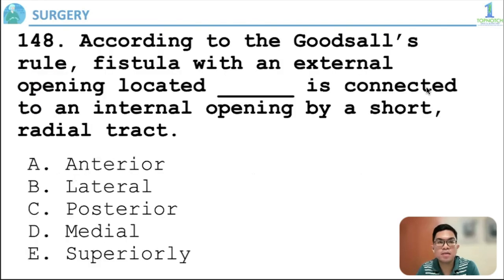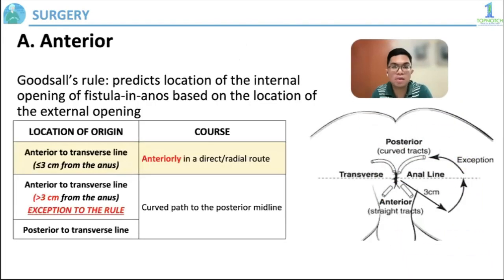So let's proceed. Next, question number 8. So Goodsall's rule, if a fistula in ano has an external opening located blank, it is connected to an internal opening by a short radial or direct tract. That's your, when the external opening is located anteriorly to the transverse line across the anus. So the Goodsall's rule predicts the location of the internal opening of fistula in ano based on the location of the external opening. So I like to start with yung posterior first.